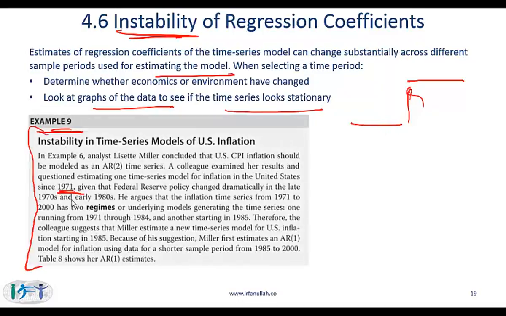So example 9 talks about the fact that between 1971 and 2000 in the United States, we actually have two regimes, one from 1971 to 1984, and then another from 1985 onwards. Why? Because there was probably some major policy change in the early 80s, because of which we have two different regimes. You don't need to understand the details of what happened, but just recognize the fact that there might be a regime change.